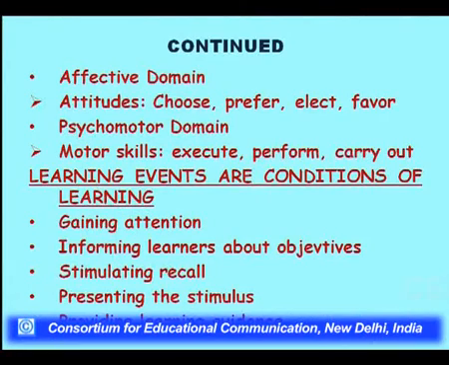And third is the skill, psychomotor, which is how he is going to execute, how he is going to perform, or how he is going to carry out. Three things are important in the motor skills. So these three things have to be checked, whether he is able to do it. So three things, please remember: cognitive, affective, and psychomotor.